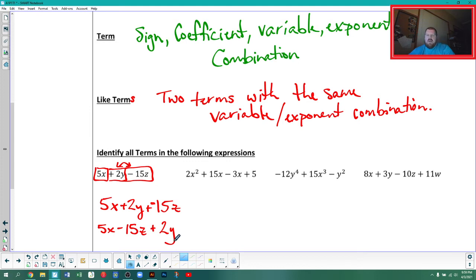But just doing it the way I had it before, with the 15z minus 2y, that wouldn't be okay. So it is helpful to identify all of your different terms. I have this 2x squared, I have a plus 15x, I have a minus 3x, and I have a plus 5. This one just happens to not have a variable and an exponent, but that's okay.